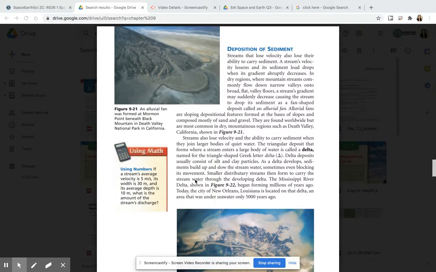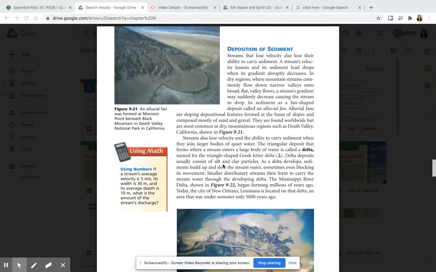Deposition of sediment. Streams that lose velocity also lose their ability to carry sediment. A stream's velocity lessens and its sediment load drops when its gradient abruptly decreases. In dry regions where mountain streams commonly flow down narrow valleys onto broad, flat valley floors, a stream's gradient may suddenly decrease, causing the stream to drop its sediment as a fan-shaped deposit called an alluvial fan.